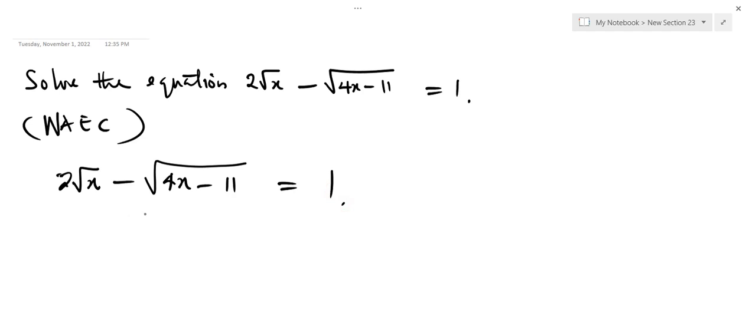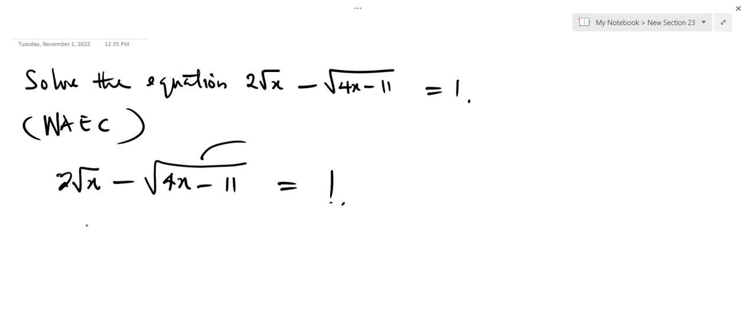Now we want to rearrange this equation. I want this square root of 4x minus 1 to go to the right hand side and this 1 to come to the left hand side. So what I'm going to do is add the square root of 4x minus 1 to both sides and also minus 1 to both sides.